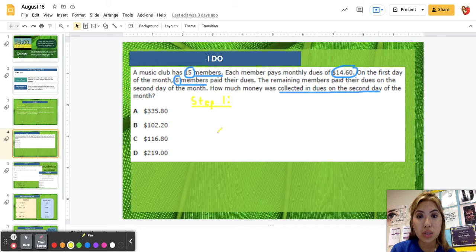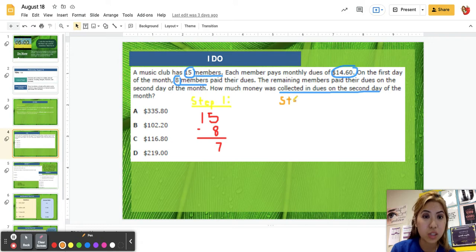So I know that there's 15 total members. So we have 15, and I'm actually going to subtract the number of members that have paid. So 15 minus 8, and that is going to be 7. So I know that 7 remaining members have not paid yet. So now I can move on to my second step, which is finding exactly how much they haven't paid in total.